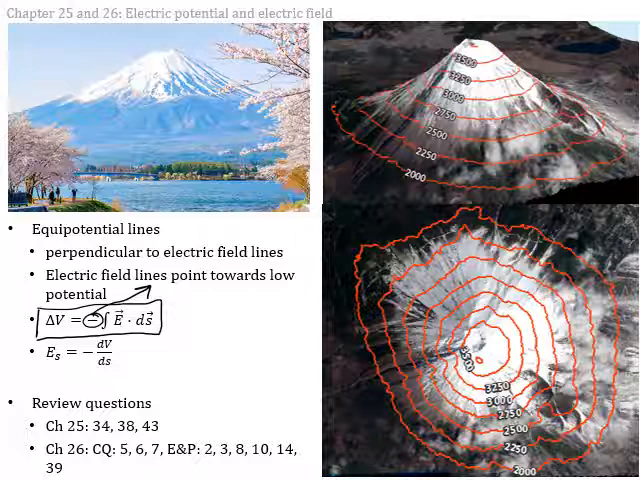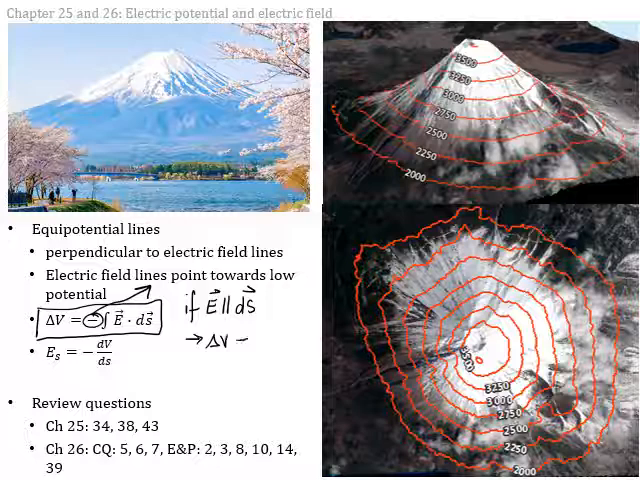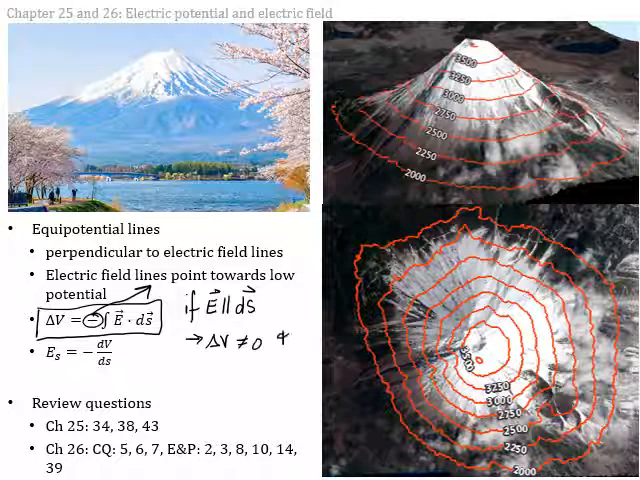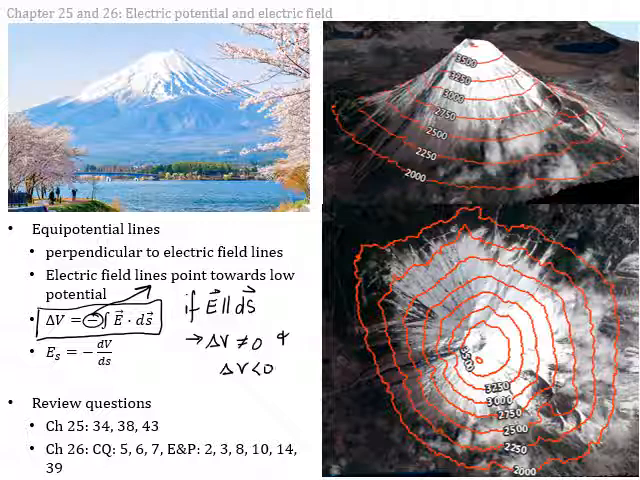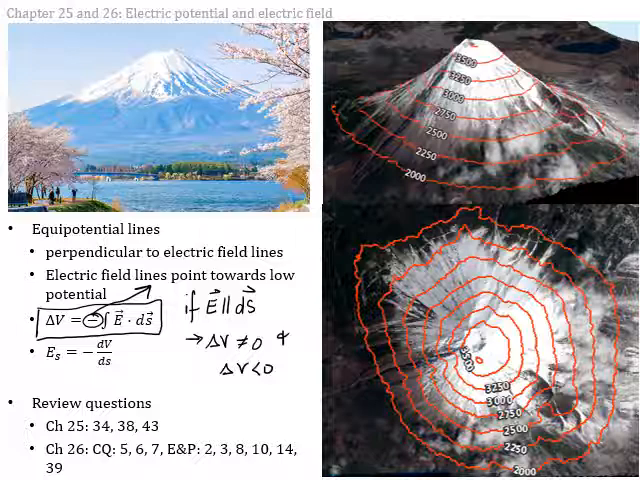Next, if our electric field is parallel to our path, that's when we do get a change in potential. So delta V is not 0. And in fact, our delta V is less than 0. So we get a change in potential if we move along a path parallel to the electric field. And that's because in our expression, the integral of E dot ds would be the integral of the magnitude of E times the magnitude of ds times the cosine of 0, and that's non-zero.